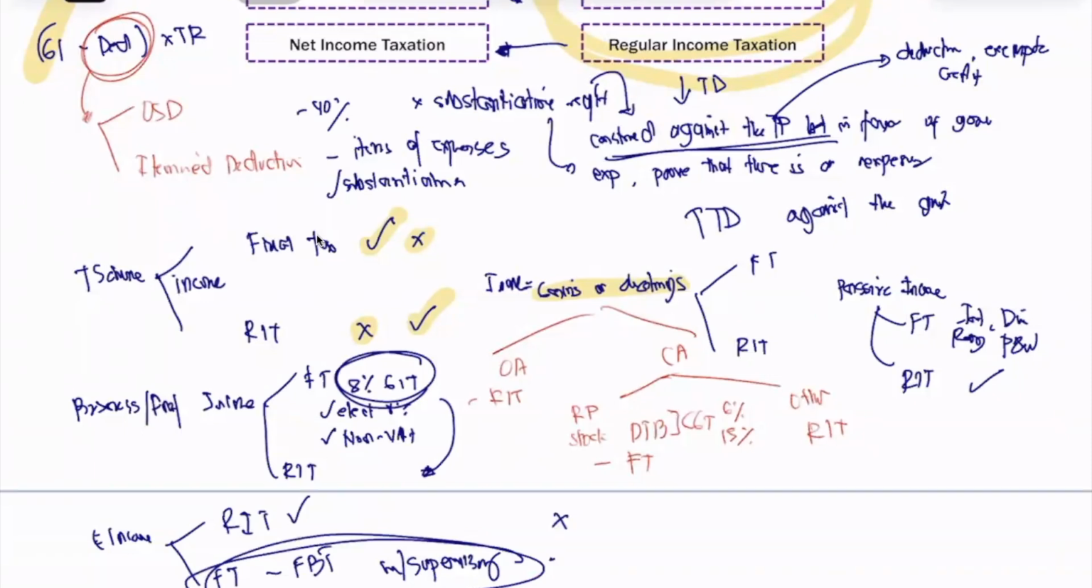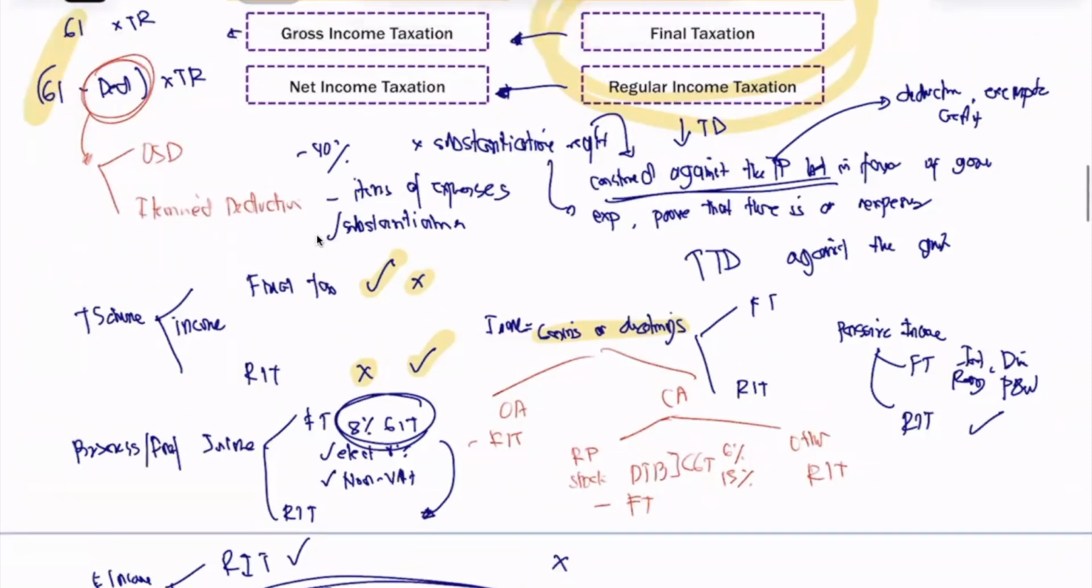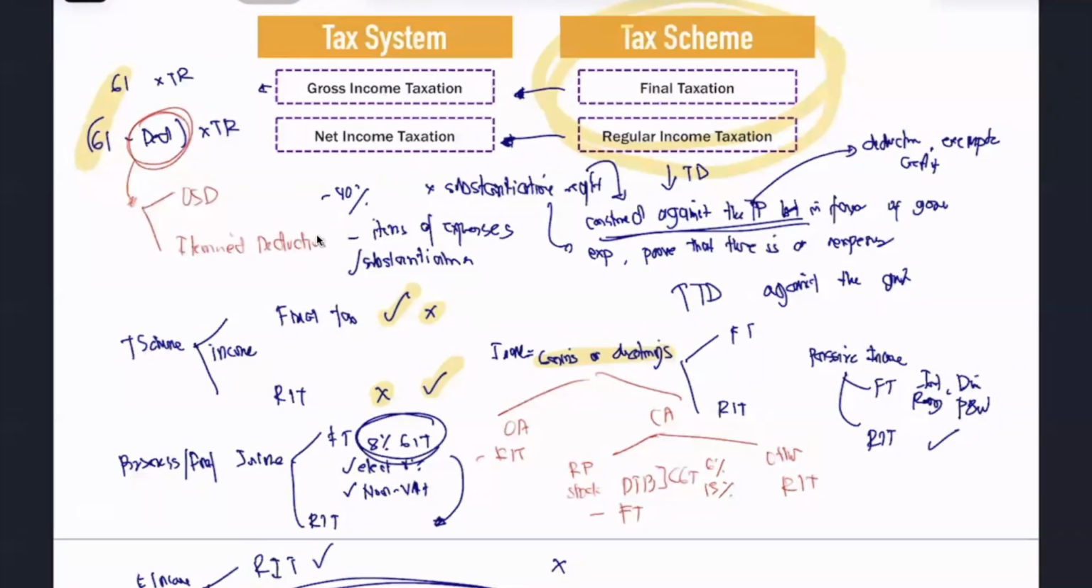So, importante yan na ulitin natin. Ang income taxation, it follows a tax scheme. Ano ang tax scheme, sir? Na pag na-tax na siya sa isa, hindi na siya pwedeng i-tax sa iba. So pag na-tax na ng final tax, huwag mong i-tax ng RIT. Kung RIT siya, final tax. Kung hindi siya RIT, edi final tax naman.